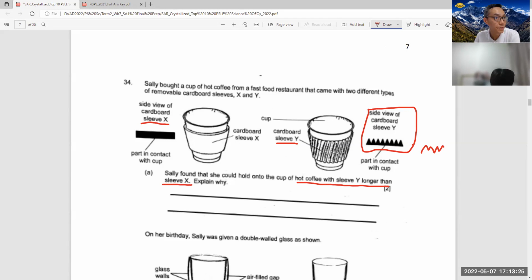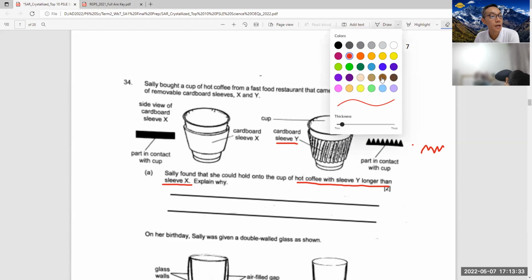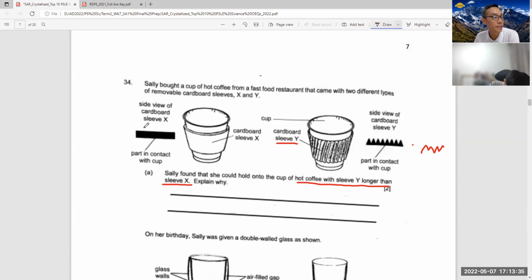If you look carefully, imagine you are the person holding the sleeve. Let me erase this part. Let's say I draw your finger touching this surface here, and then touching this surface here.